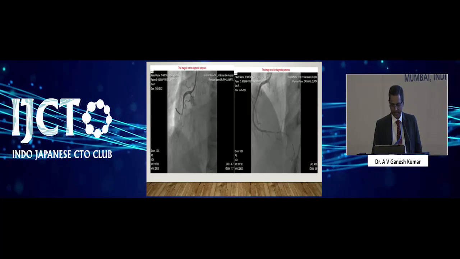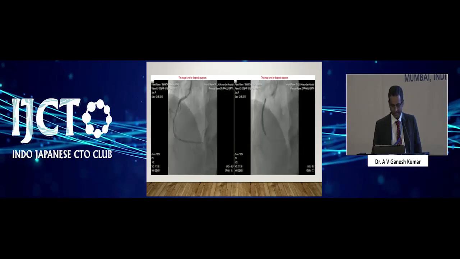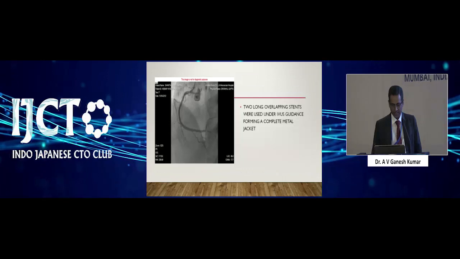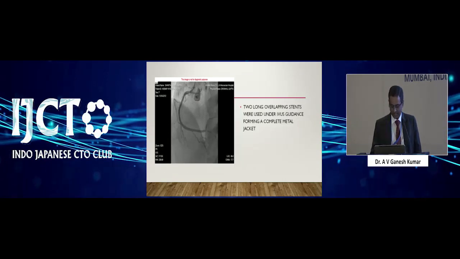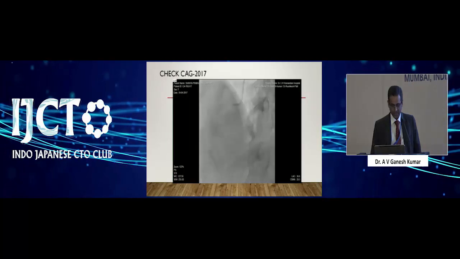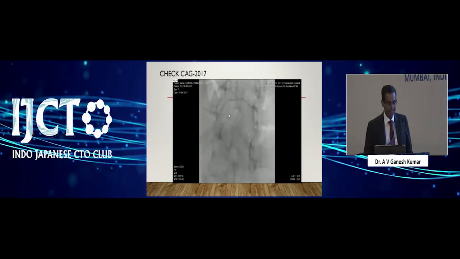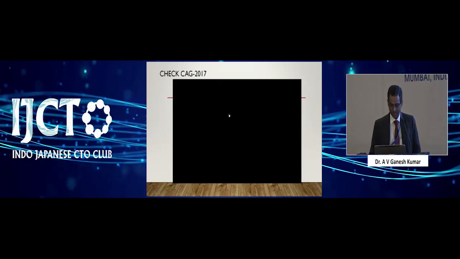I, for one, believe in putting stent from healthy to healthy segment and ended up putting long stents and making a full metal jacket. After 5 years, in the month of March, we did an angiogram on her, and we found that it's beautifully patent. So these are the cases which give us a lot of confidence.